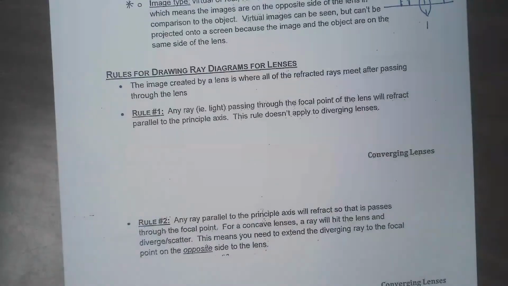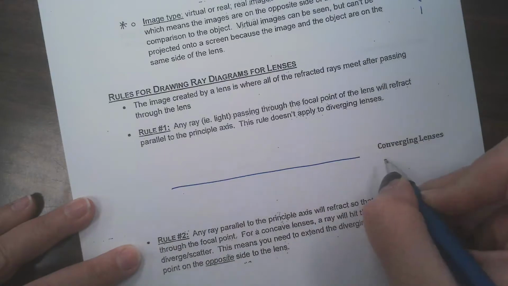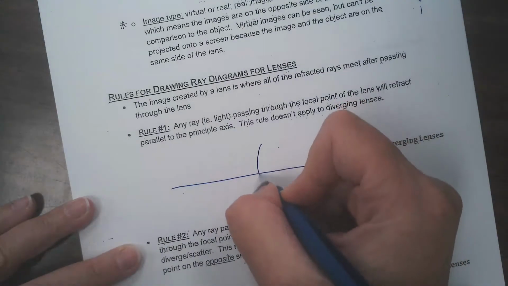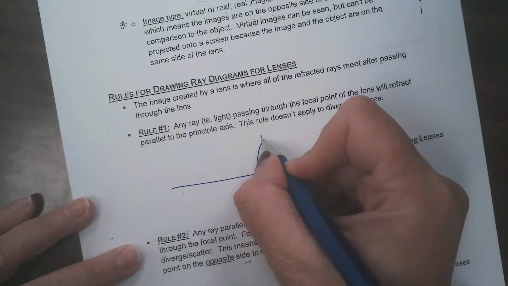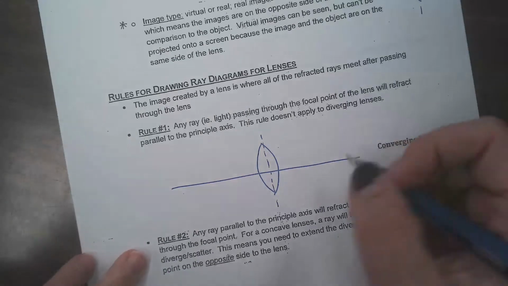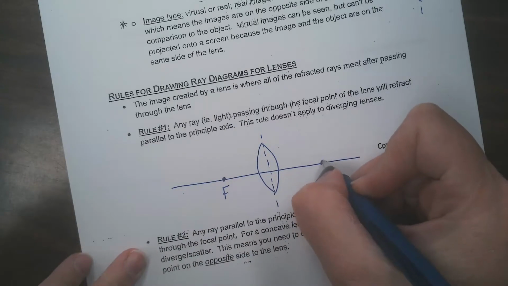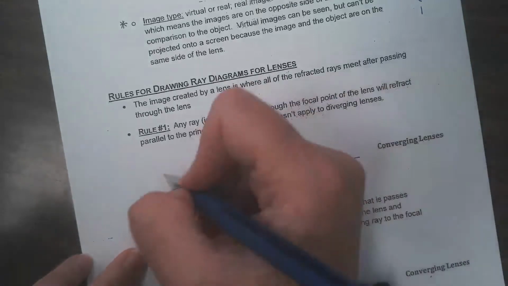Okay? There are 1, 2, 3 rules for drawing a ray diagram for a converging lens. We're always going to start with our principal axis, and we're going to start with a converging lens. This is just the habit. I automatically draw the principal plane and the principal axis, and I draw everything just like this. Here's our focal point. Here's our second focal point. And here's our object.